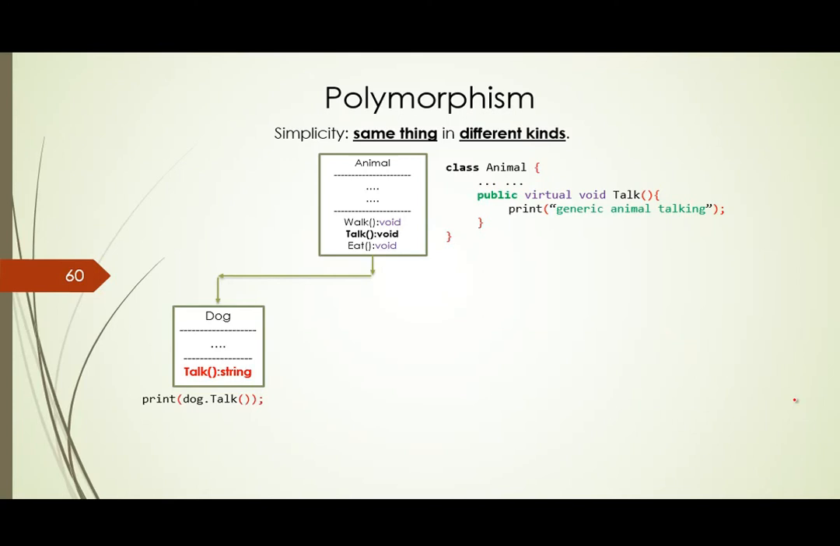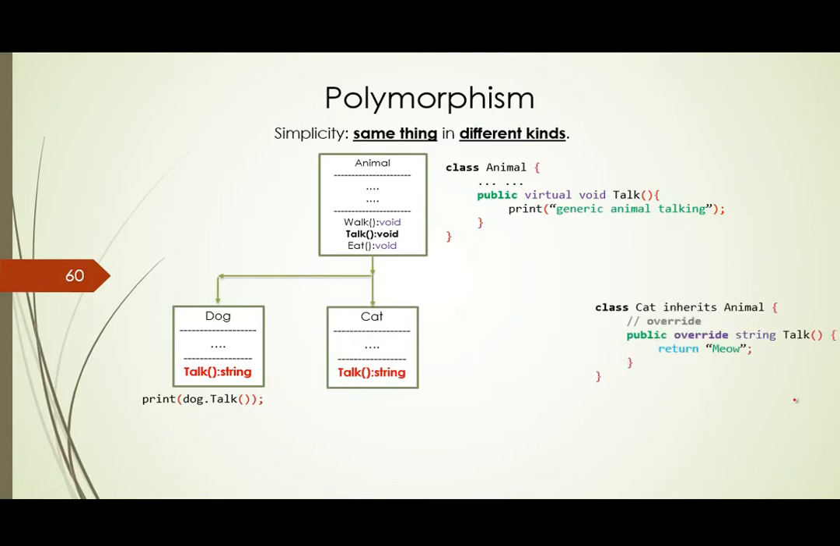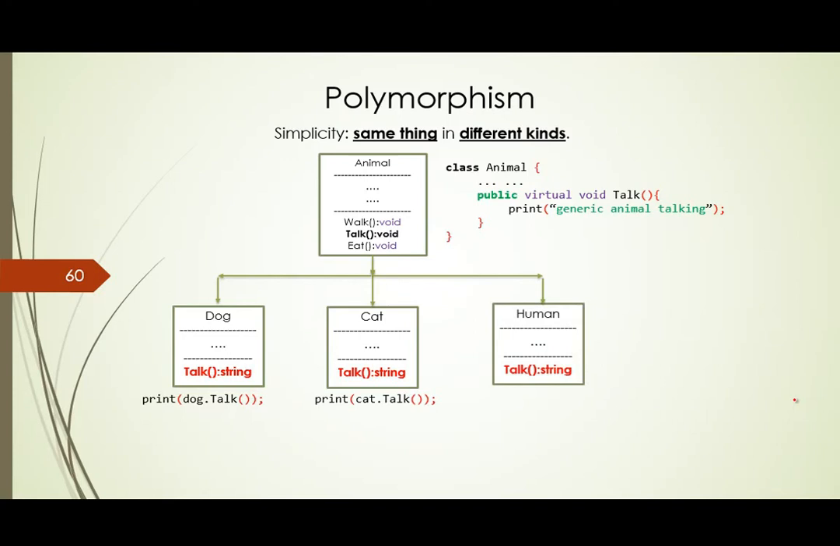Let's say we have another class called cat, and we want its behavior to say meow. So we're overriding the talk method in the cat class, and it's very simple and straightforward. I don't think it would be a problem to understand. When you call cat.talk, it will say meow. Let's say you have a human. When they talk, they say hello. That's it. It's pretty straightforward.